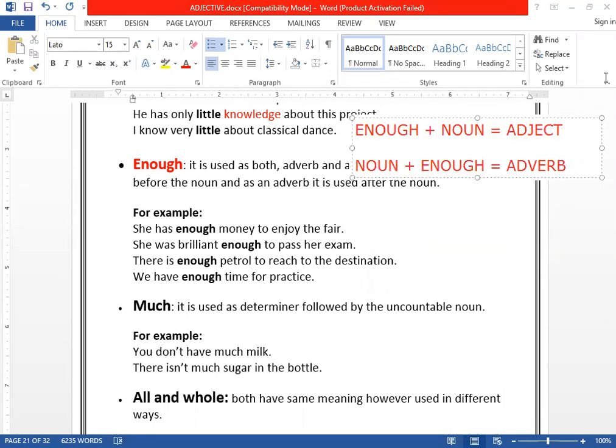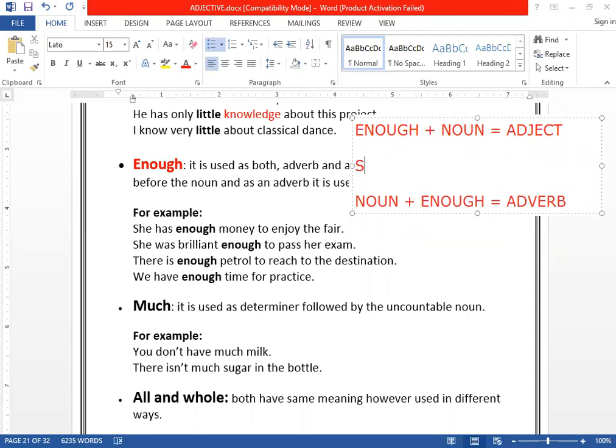Now look at these examples. She has enough money. What is money here? Money is a noun, and enough is used before the noun. It's an adjective. Now here in this case, enough is an adjective.